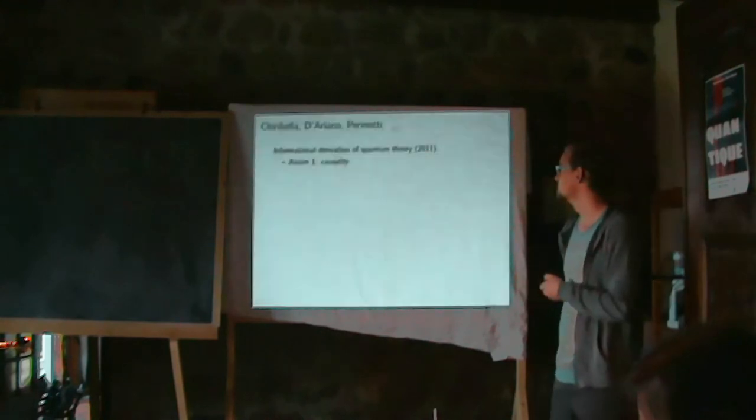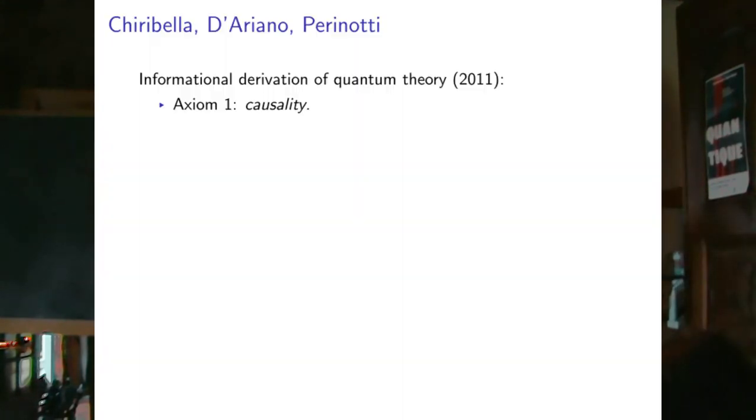Okay, so the first axiom says causality, which is implicit in how I construct the GPT framework. So this for us comes for free. Okay.